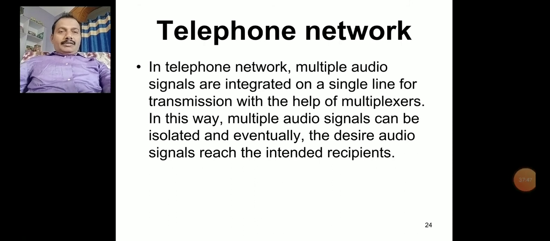Telephone network. In telephone network, multiple audio signals are integrated on a single line for transmission with the help of multiplexers. In this way, multiple audio signals can be isolated and eventually the desired audio signals reach the intended recipients. So this is a very big advantage in this telephone network. Multiplexers are widely used.